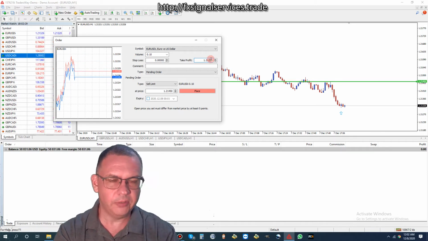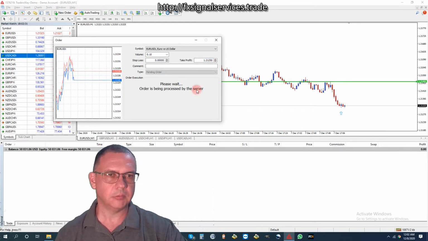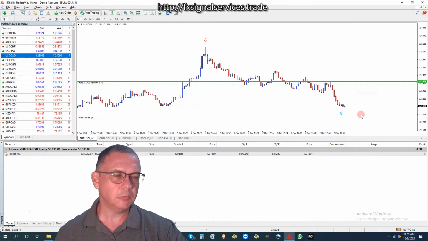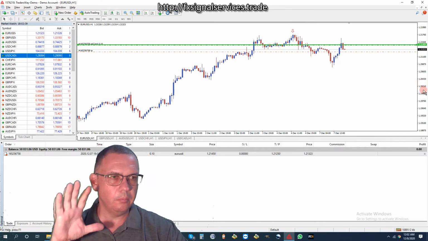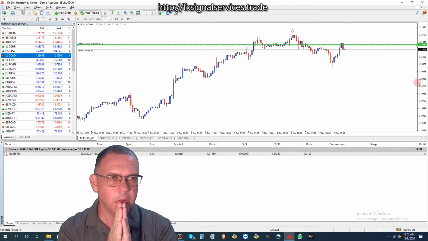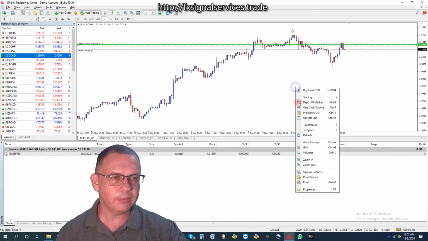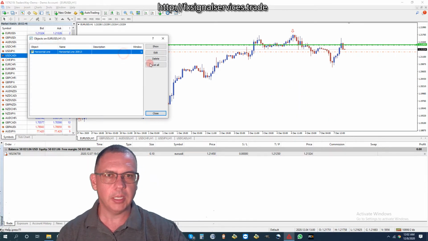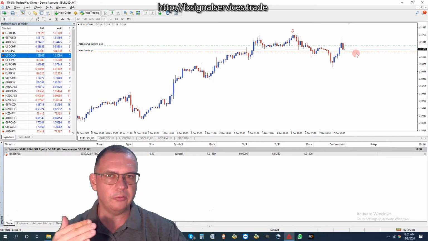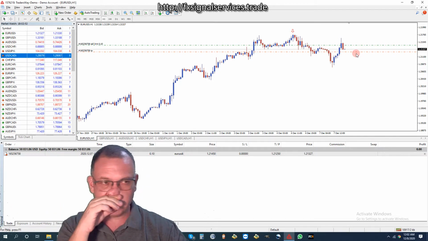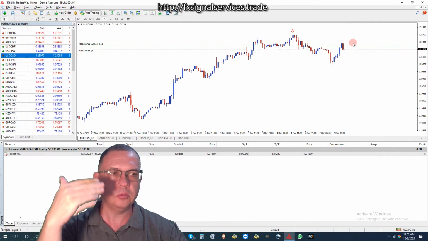Let's say 250. That's 200 points, right? If you look right here, it says 200 pips. So if I go up to a higher time frame, like a 1 hour, you can get a bigger picture of what it looks like. So we see here, if I clear out that horizontal line I drew, you see the sell limit here with the take profit.